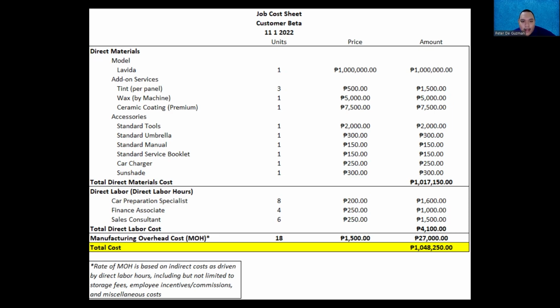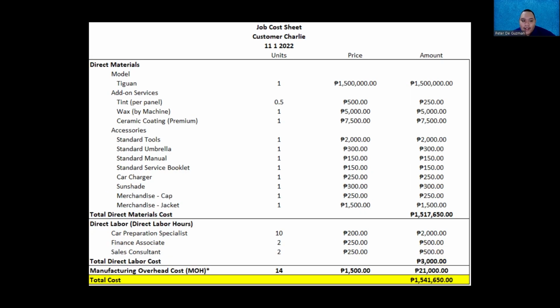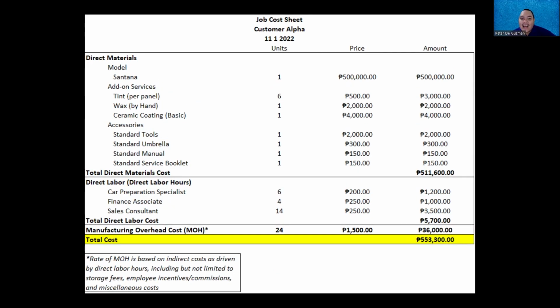Okay, so here, customer Beta availed of premium ceramic coating at 7,500 pesos, and customer Charlie did the same, availing of premium ceramic coating at 7,500 pesos. With that, we now move on to accessories.